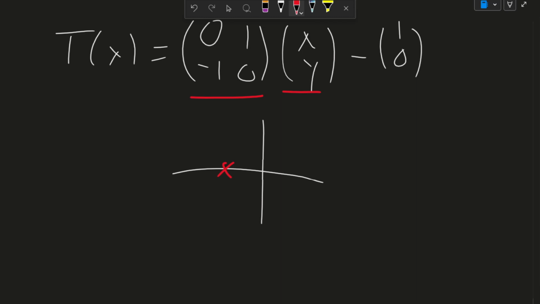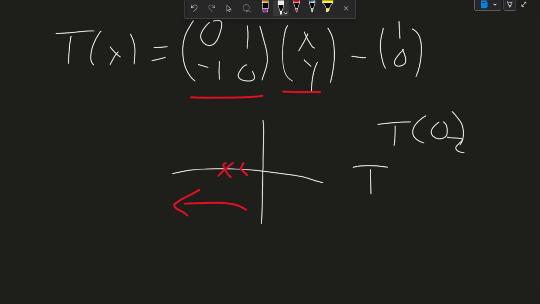Now, I'm going to draw this little arrow, right? Because we started at the origin, and then we moved left. And if I were a person, and I started at the origin and moved left, I would be facing this direction, right? So what if I apply T again? So this first thing is T of x, or T of 0, 0, actually.